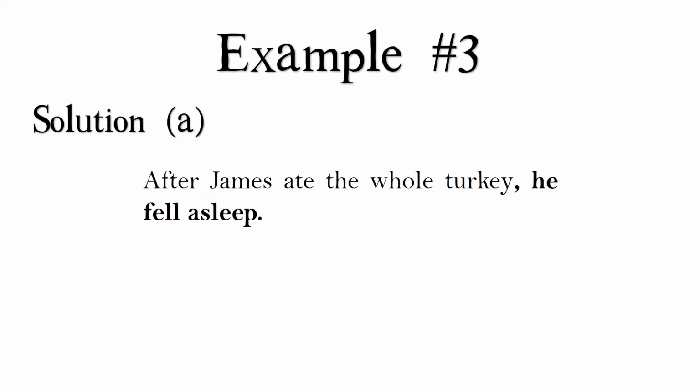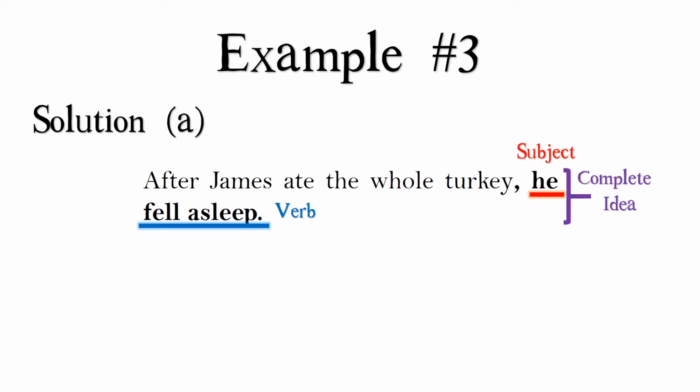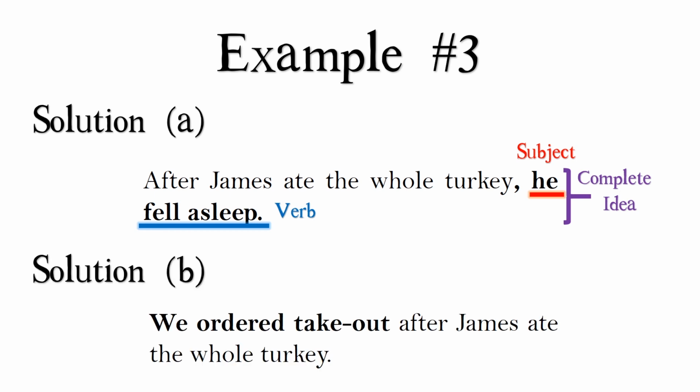A few solutions. First, after James ate the whole turkey, he fell asleep. The subject is he, and the verb is fell asleep, and there is the sense of a complete idea. Another solution, we ordered takeout after James ate the whole turkey. In this case, the subject becomes we, ordered is the verb, and there is the sense of a complete idea.